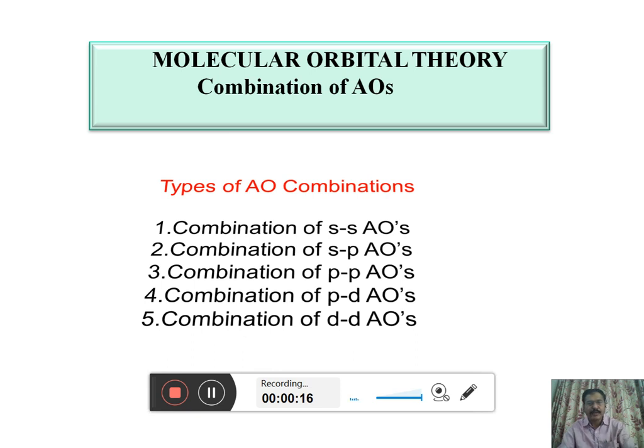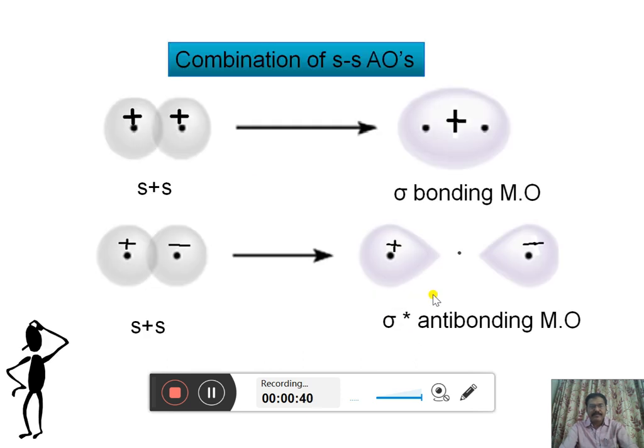Let us start molecular orbital theory. There are various combinations of atomic orbitals. Actually, there are 5 types: combination of s atomic orbitals, combination of sp atomic orbitals, combination of pp atomic orbitals, combination of pd, as well as combination of dd atomic orbitals. Let us start one by one. First is combination of ss atomic orbital.